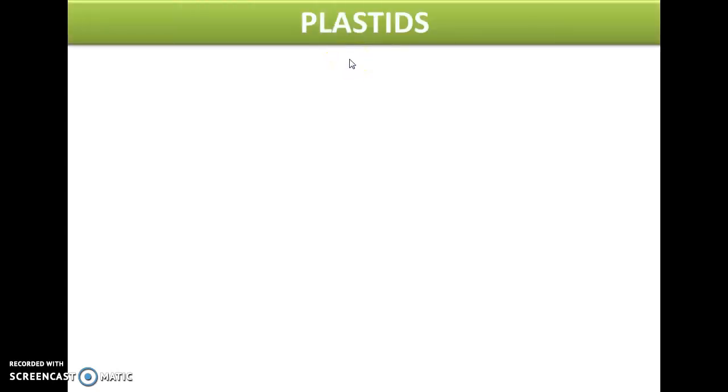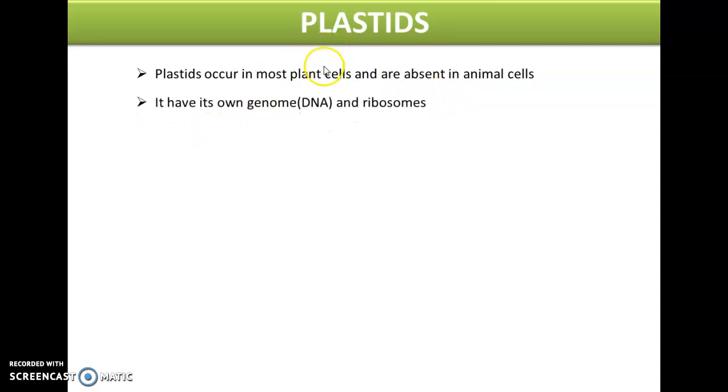Plastid. One more basic difference between the plant cell and animal cell is plastids. Plastids occur in most plant cells and are absent in animal cells. Like mitochondria, plastids have their own genome or DNA and ribosomes. Then it is a self-replicating organelle, meaning this plastid has the power to divide on its own. There are various types of plastids.